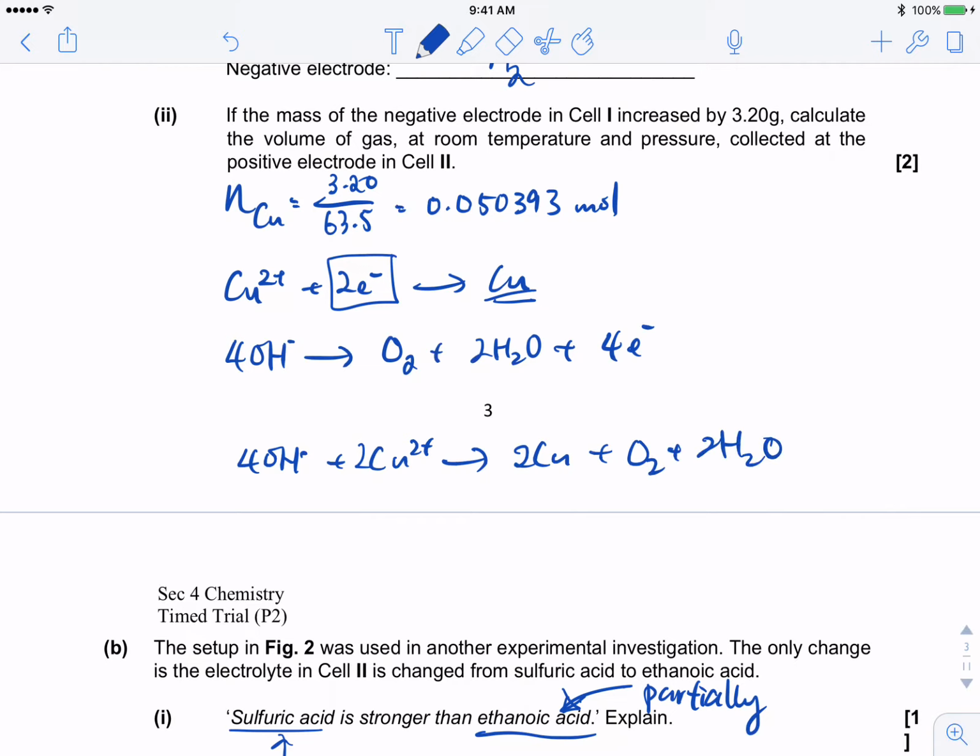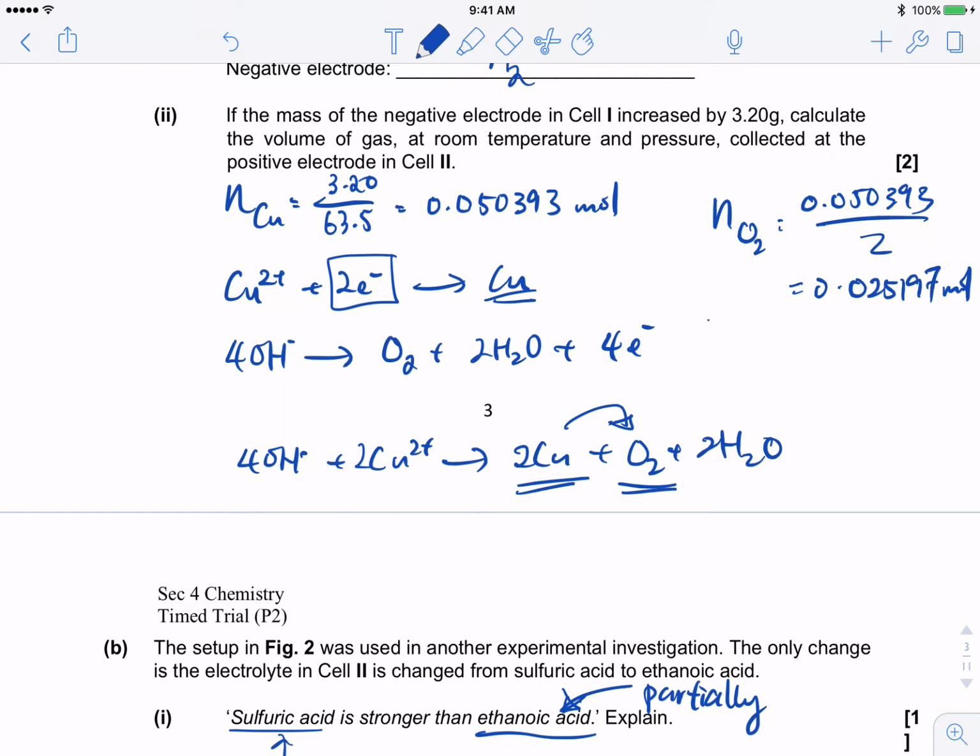Okay, so you know that copper and oxygen gas is 2:1. So number of moles of oxygen gas, you take 0.050393 divided by 2, you'll get 0.025197 mole. Okay, since volume of oxygen gas, just take this number times 24 dm cubed, it will give us 0.605 dm cubed to 3SF.